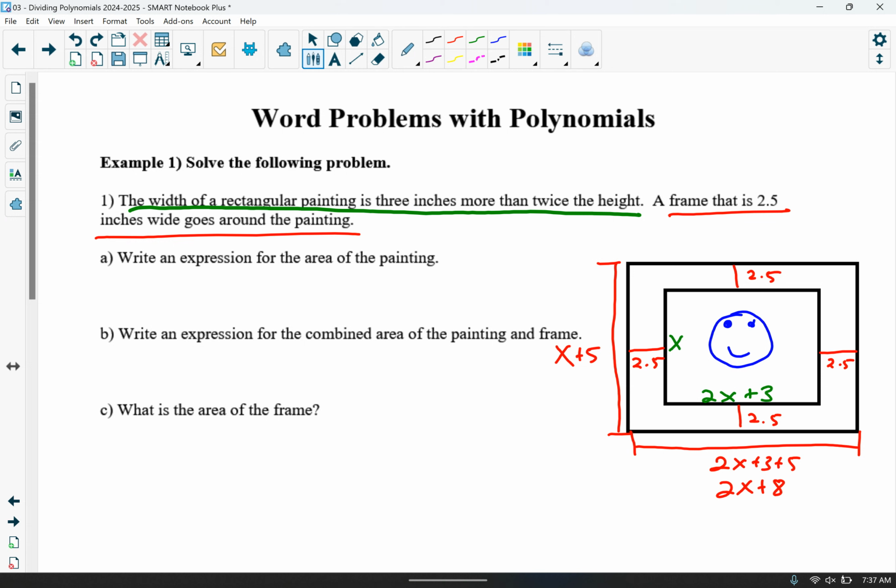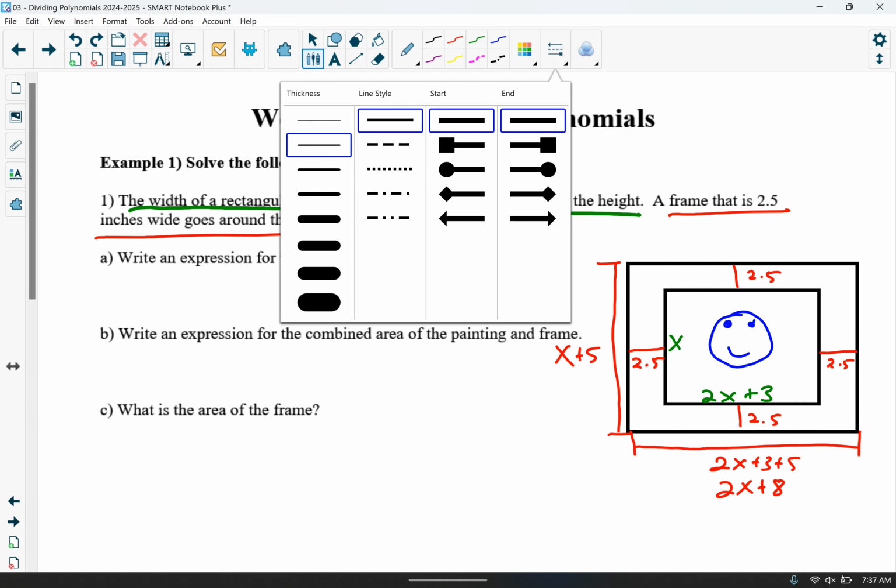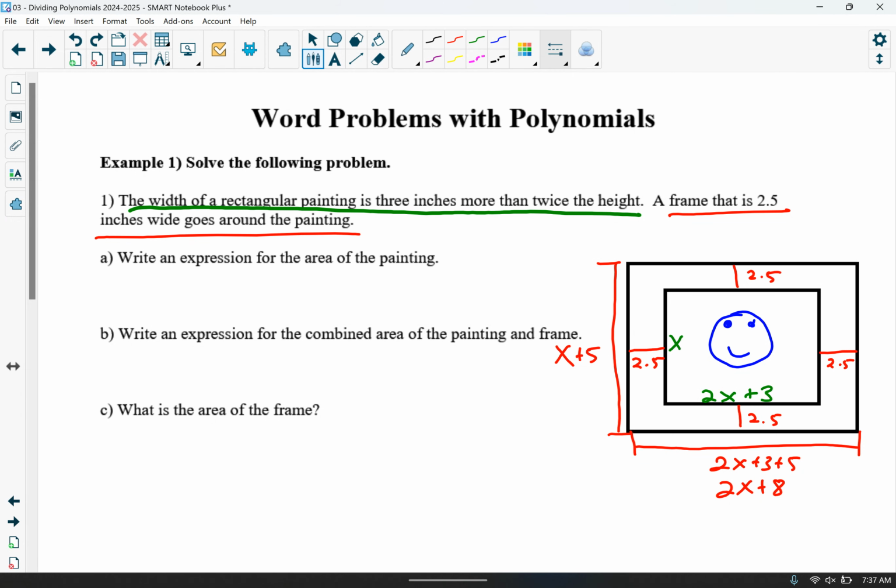Write an expression for the area of the painting. So the area of our painting, we're just talking about this little rectangle with the smiley face. Area is length times width. It's a rectangle. So that would be x times 2x plus 3. And then we can simplify that, making that 2x squared plus 3x. And if we wanted to put units, we would put inches squared.